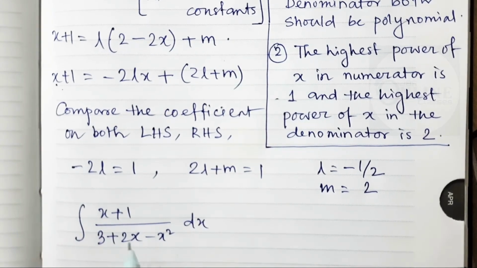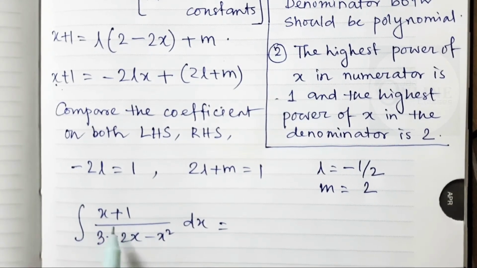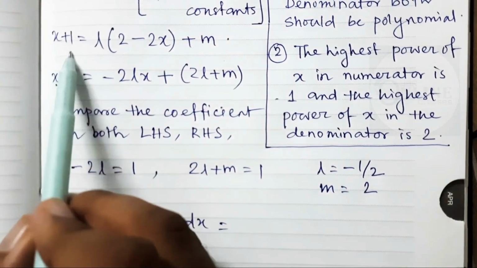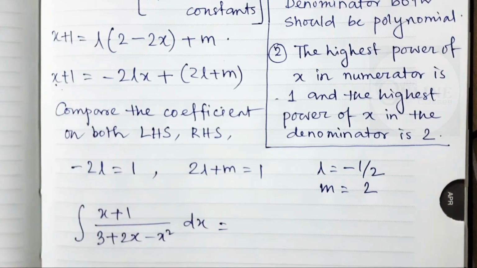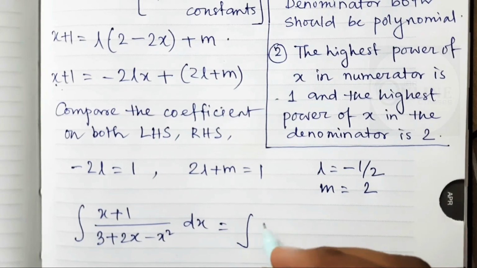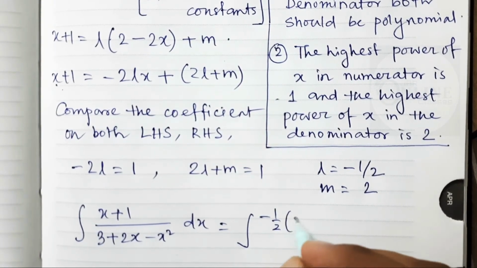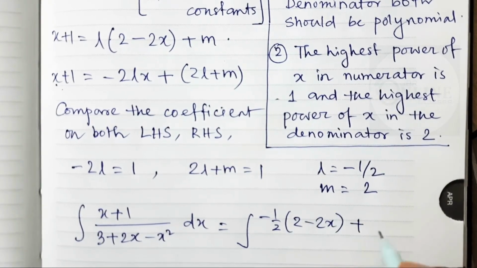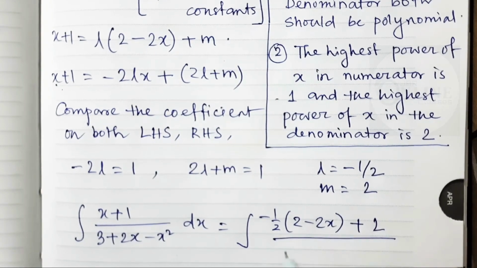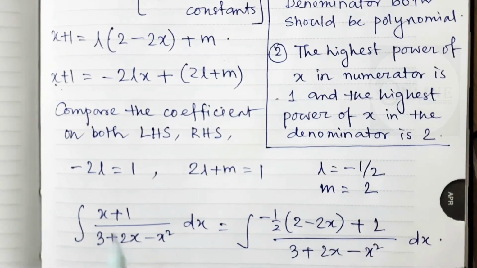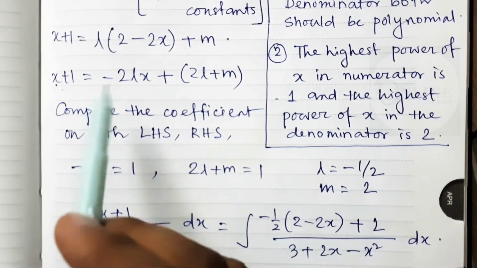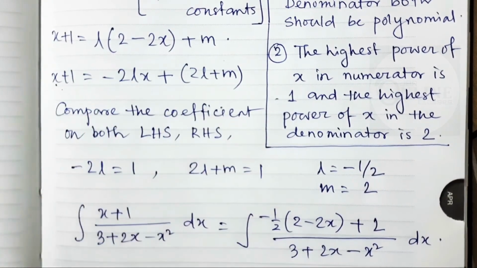So finally we have the integration of x plus 1 divided by 3 plus 2x minus x squared dx. We got the values of L and m, and we started with the numerator equal to L into the derivative of the denominator plus m, so we can substitute the numerator in this integration. So the integration of minus half into 2 minus 2x plus 2, divided by 3 plus 2x minus x squared dx. I just substituted the values of L and m in this equation.